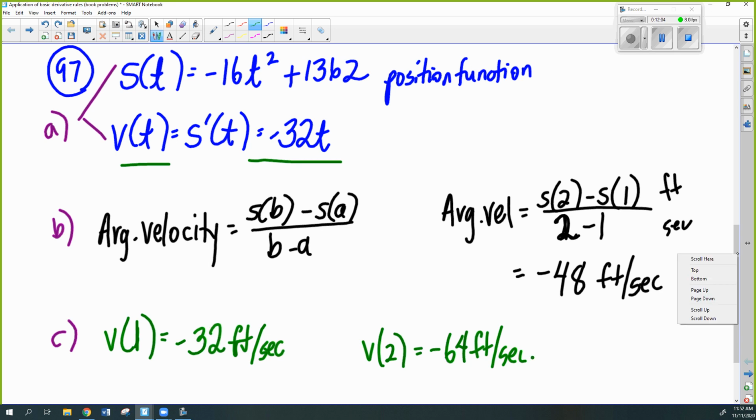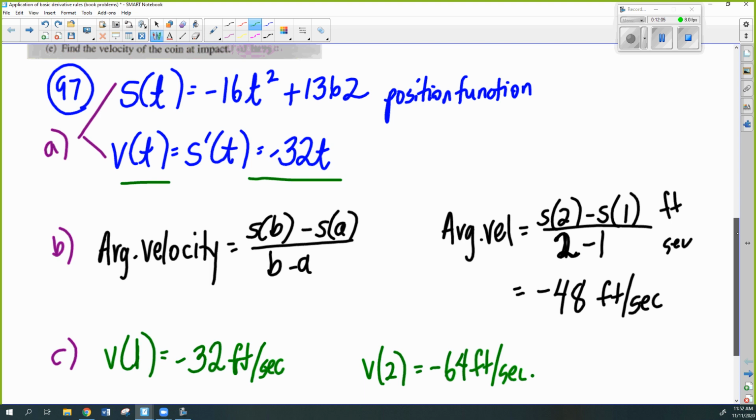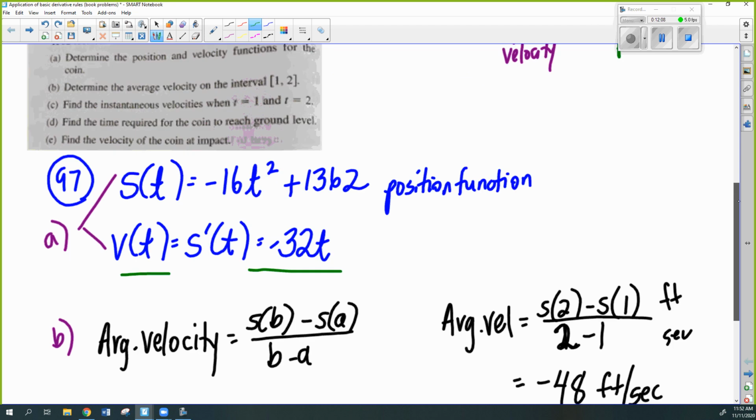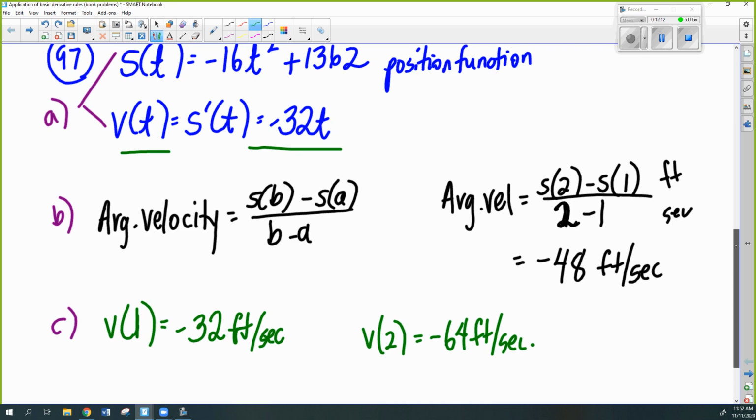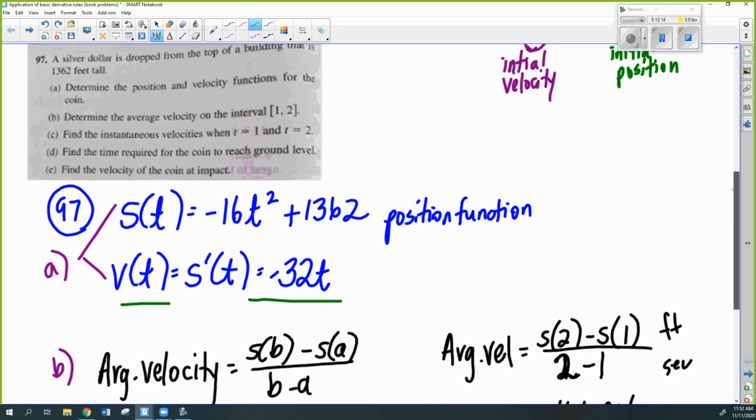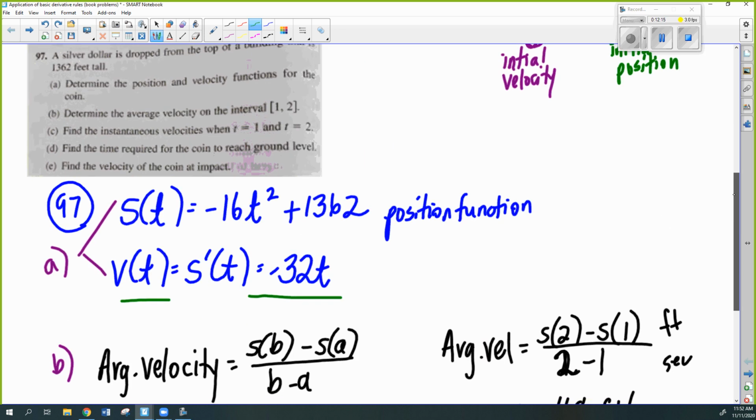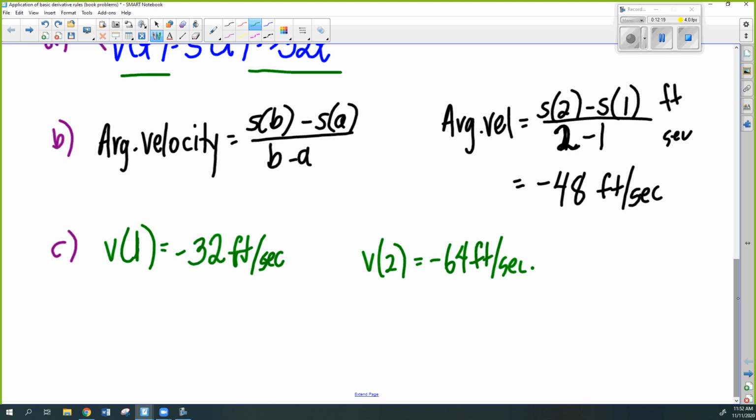All right, let's see. D says find the time required for the coin to reach the ground. Oh, okay. So do you know some of this because of physics, or were you just already ahead of the game here? You just understood the question.